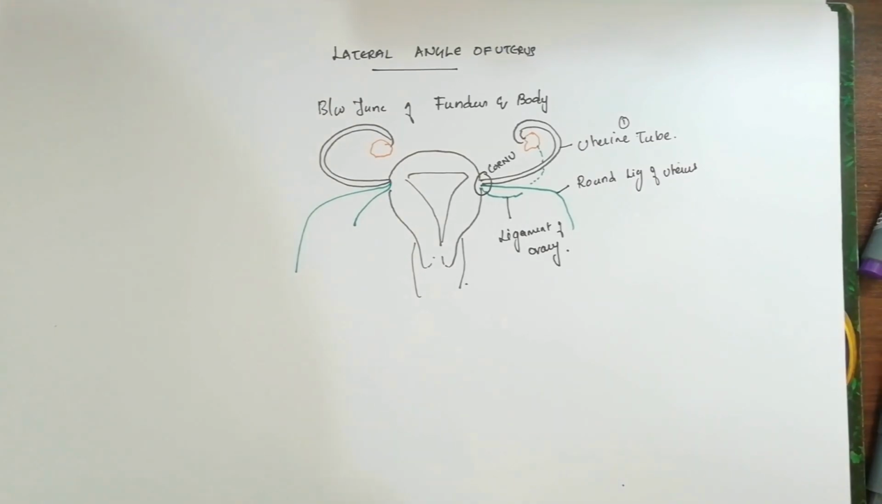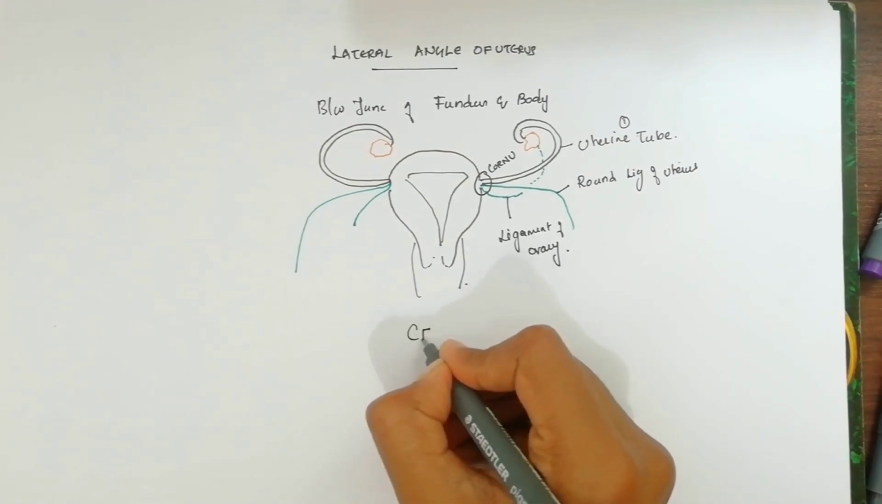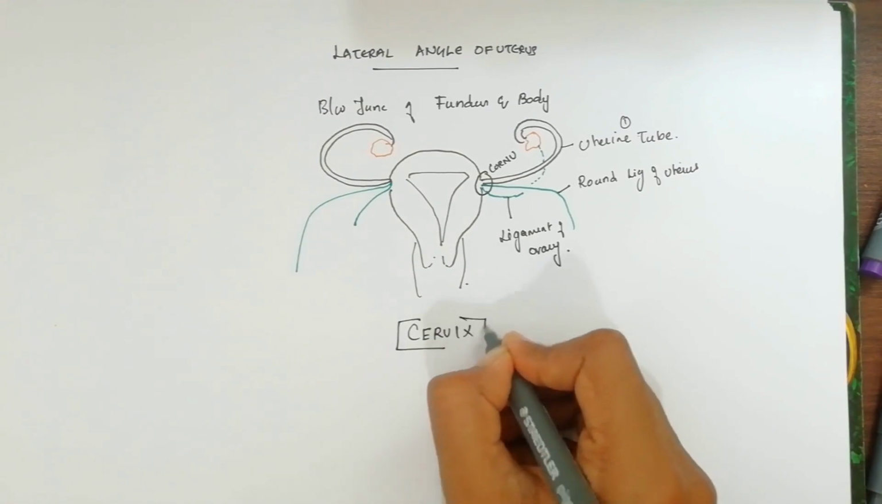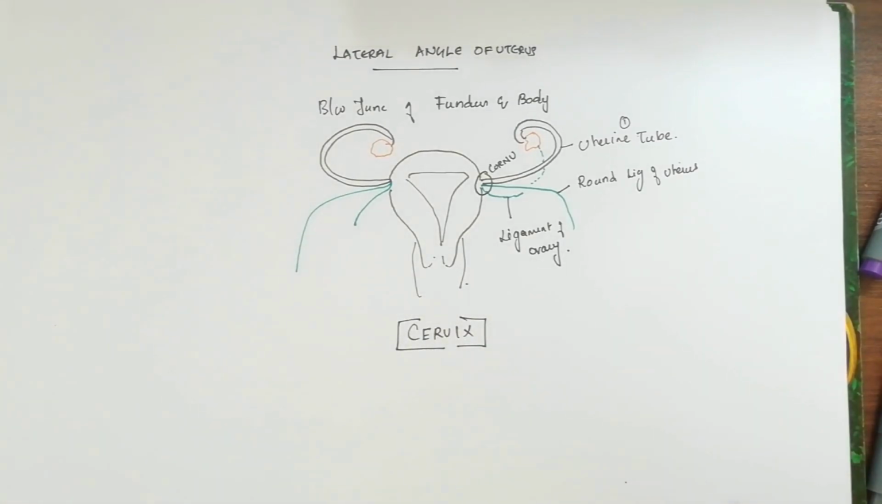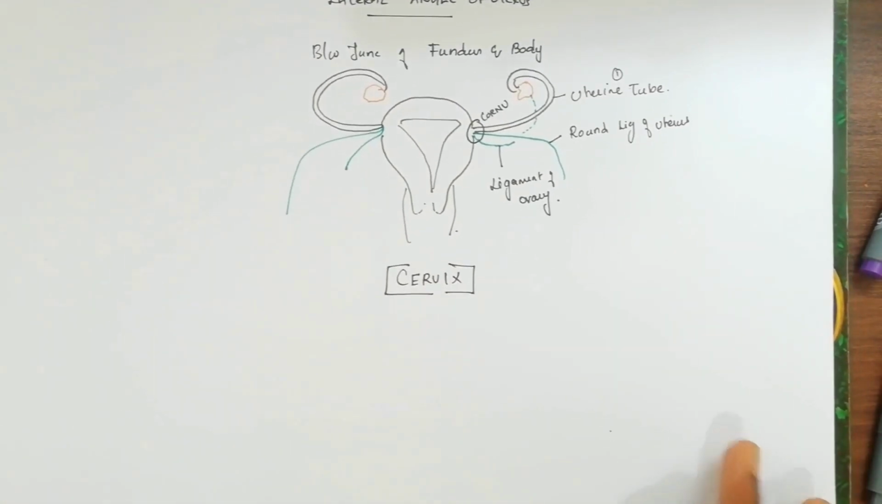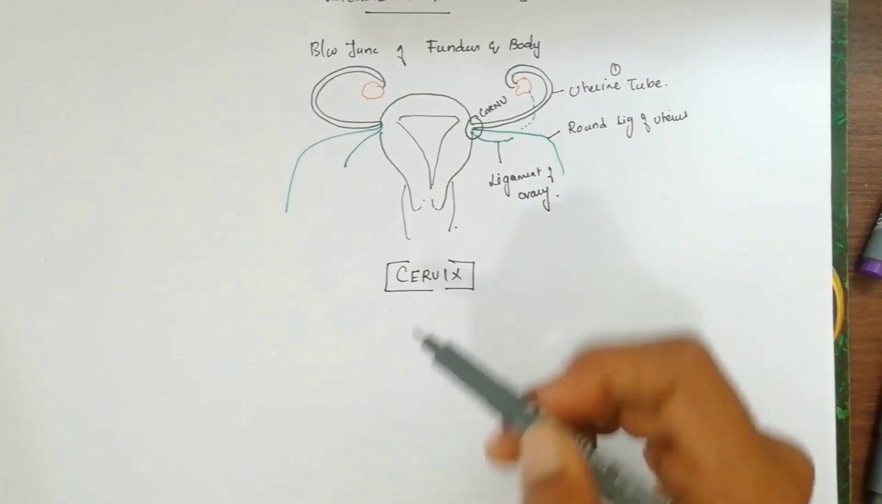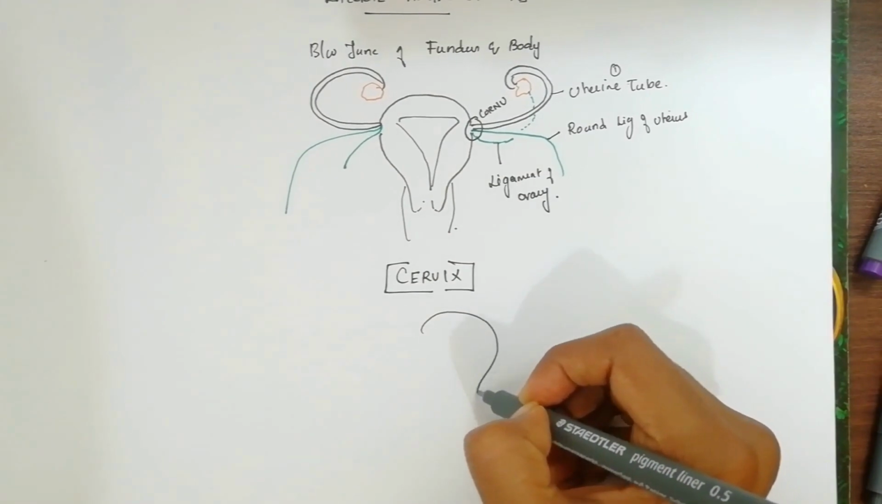We have dealt with the fundus and body of the uterus. Now we are going to see details of the cervix of uterus. Talking about the cervix, as I already said, it extends from the internal os to the vagina, to inside the vagina, that is the external os. So we have the uterus again.